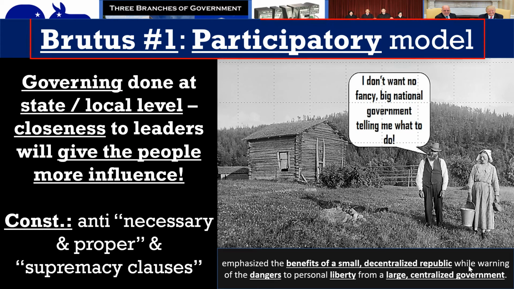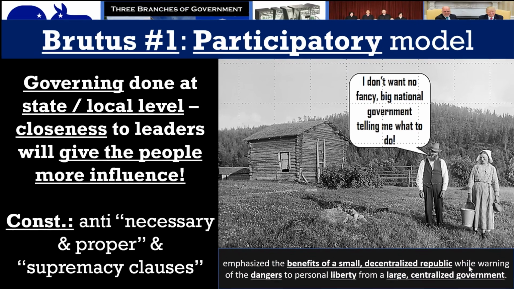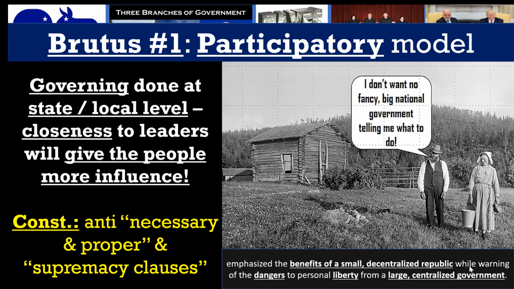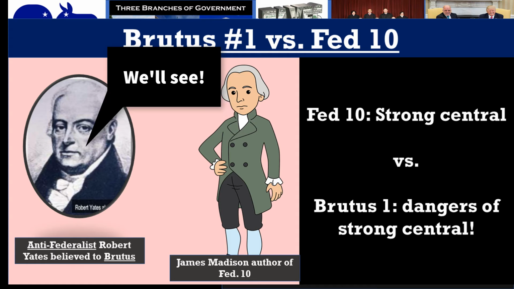Brutus number 1 argued for a more participatory model by stating that governing for the most part should be done at the local or state level, where the closeness of the people to their leaders would give them more influence. He argued of the benefits of a small decentralized republic and the dangers to personal liberty from a powerful national government. Brutus focused on the necessary and proper clause and the supremacy clause as providing quote-unquote uncontrollable power for the national government. Well, in the end, we know Madison's argument would win out. But the power of the national government is still a source of debate today.